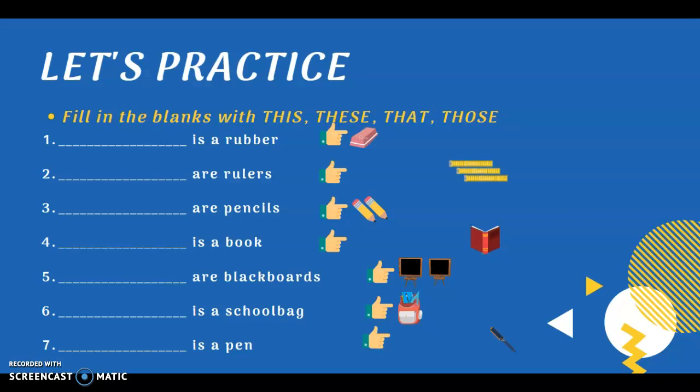Now, here you have to complete this exercise, checking the images that we have in front of each sentence and filling the blanks using this, that, these, or those. So for example, number 1 is this image. As the rubber is very close to me and it is only one thing, I have to use this. So the correct answer here is: this is a rubber. And you have to do the same with the other sentences.